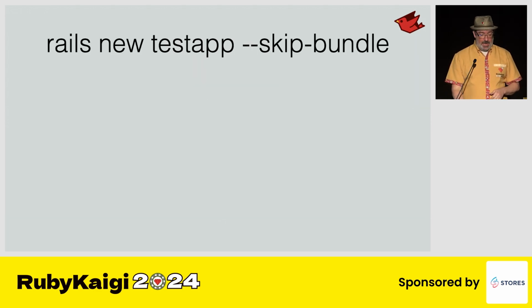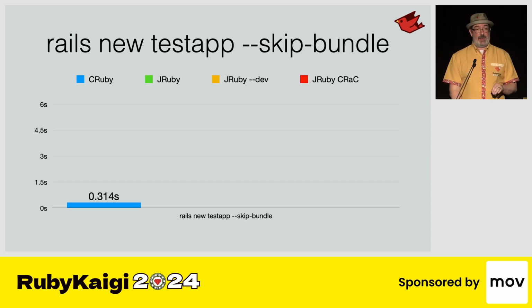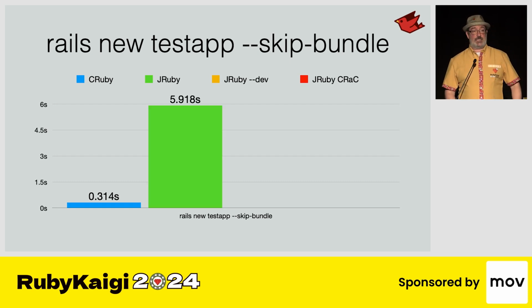Looking at a larger command, generating a new application with Rails, for example. JRuby, again, very fast, 314 milliseconds, under a second to do this. JRuby, again, a bit slower, almost 6 seconds to run this. And it really just takes a while to get going. Then you'll see it run fast for the rest of it. But that initial startup is a big hit.